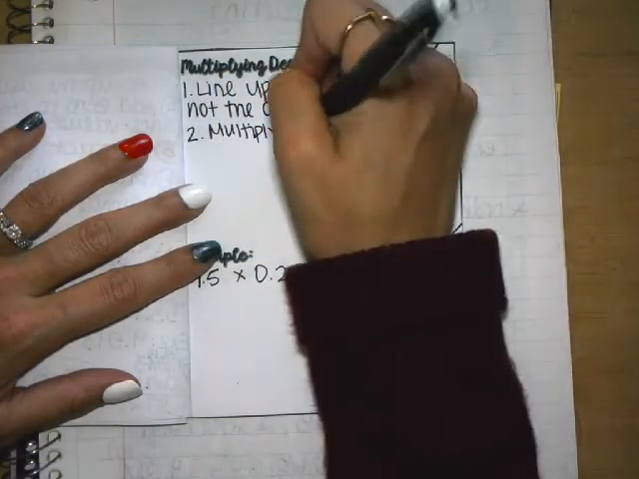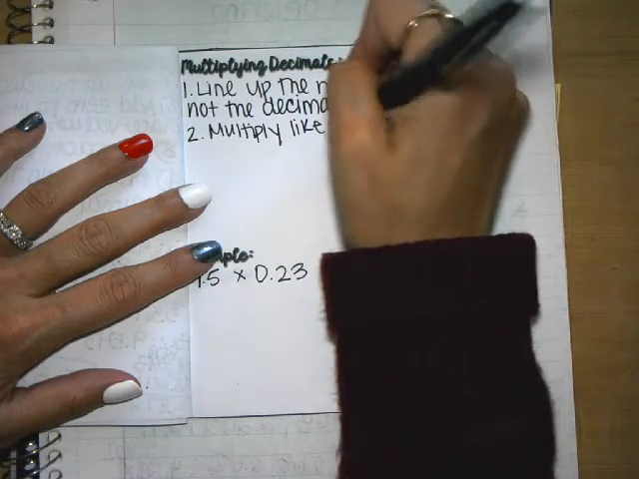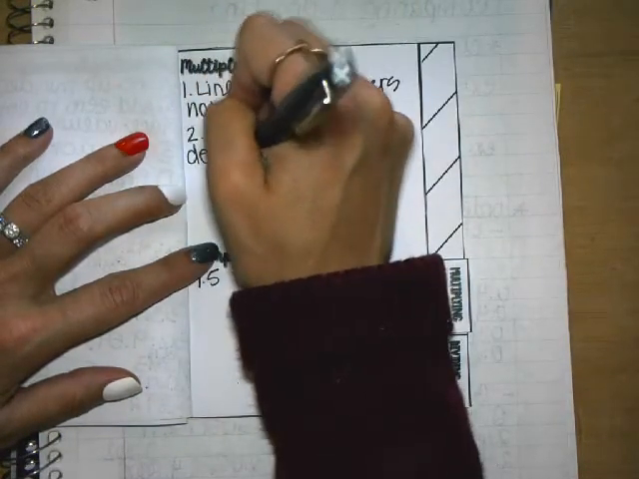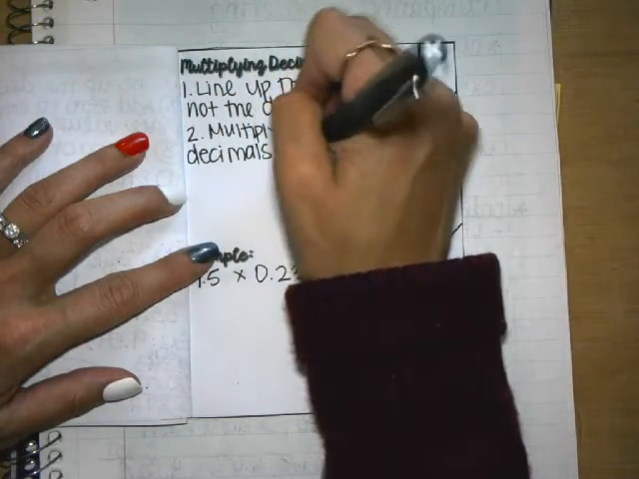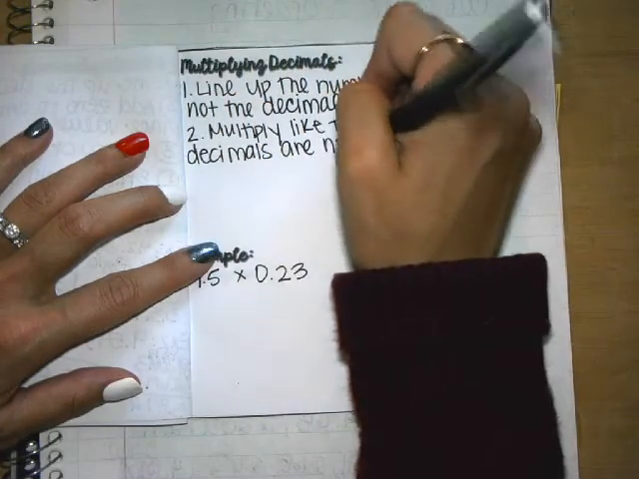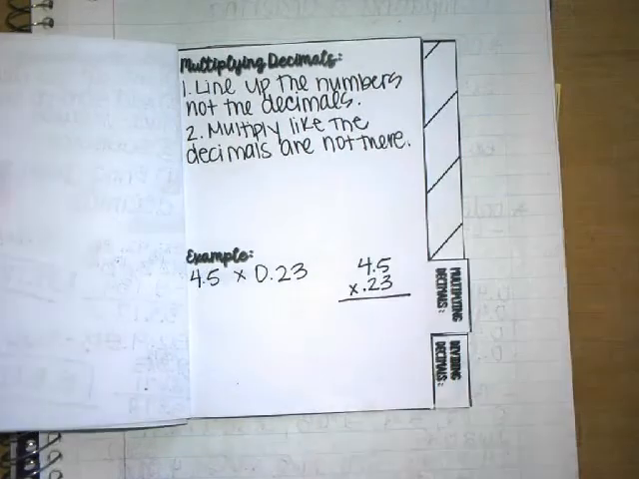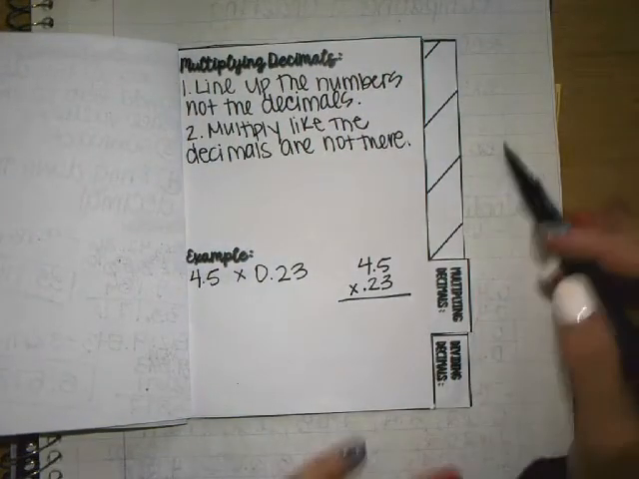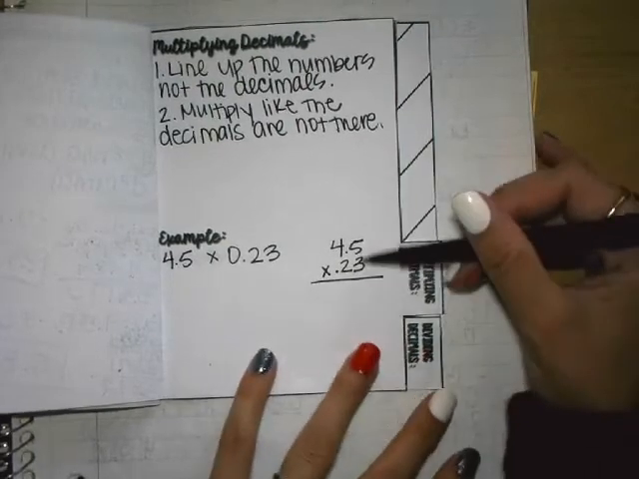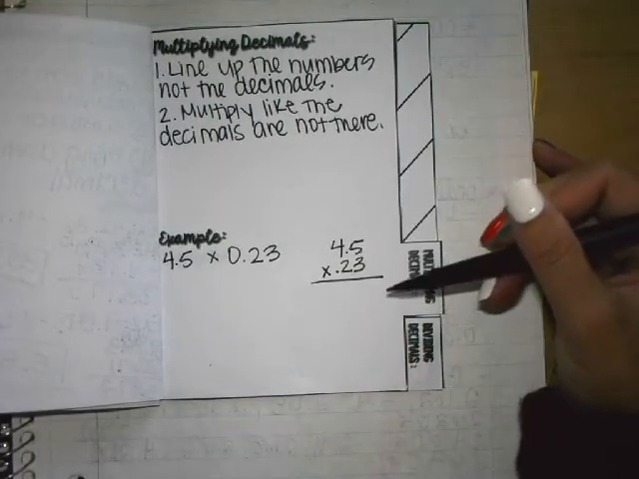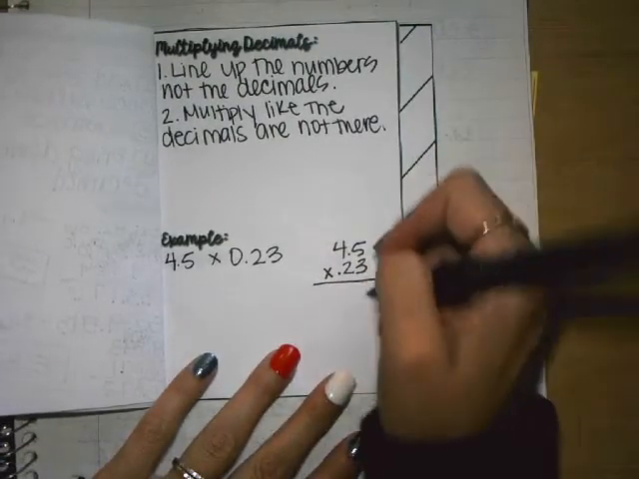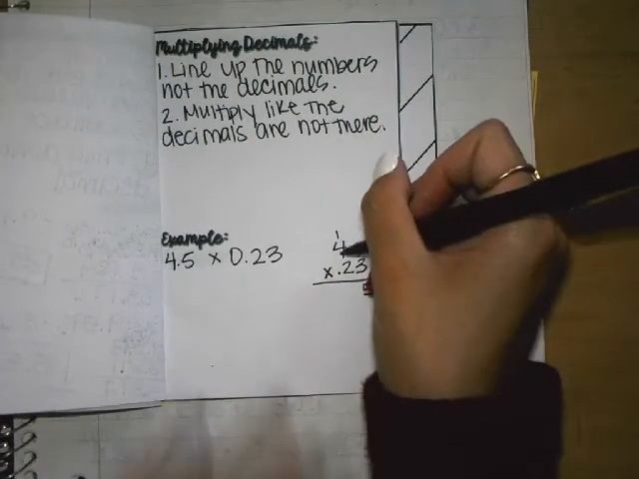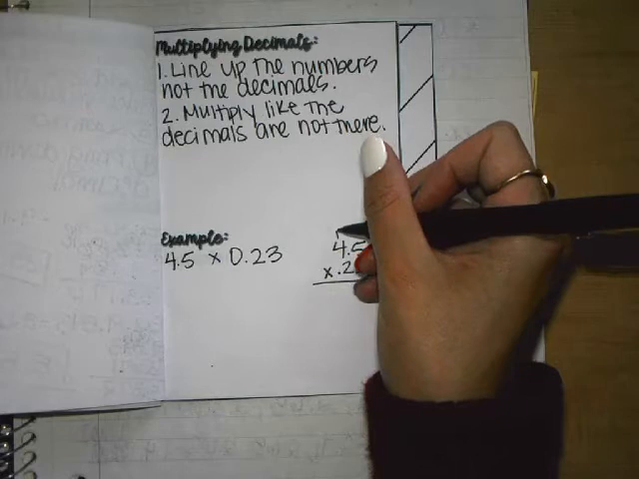And we're going to multiply like the decimals are not there. So multiply like the decimals are not there. So do it with me, you guys. 3 times 5 is, put that 5 down and the 1 up. 3 times 4 is, plus 1 is.